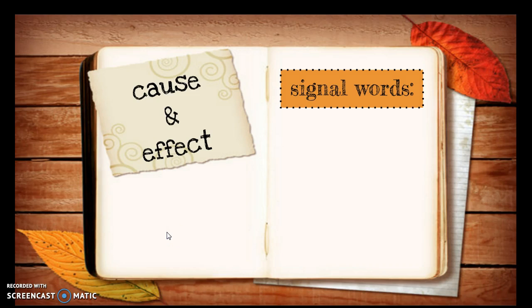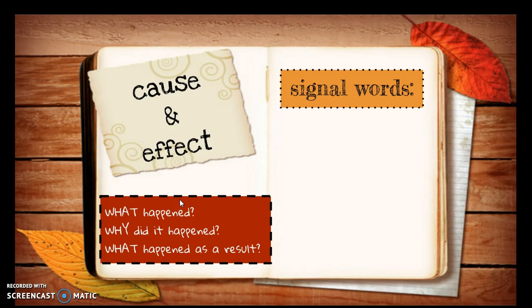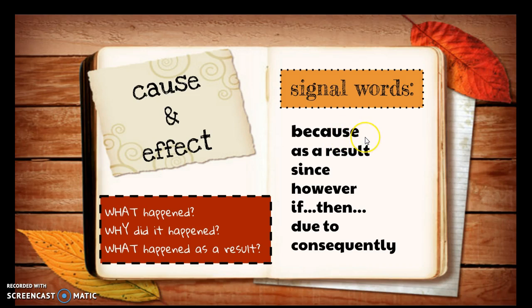When we read something that's written in the cause and effect structure, we ask ourselves what happened, why did it happen, and what happened as a result. Some of the signal words we might look at are because. Because a character does something wrong, as a result, something else could happen. Since I left the burner on, as a result, the food was burned. However, if and then, due to, and consequently.